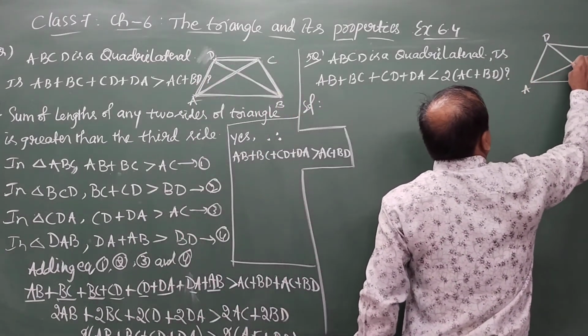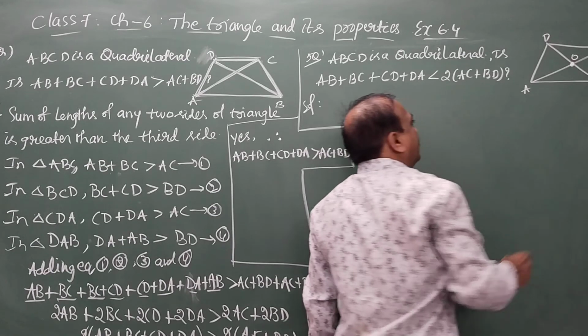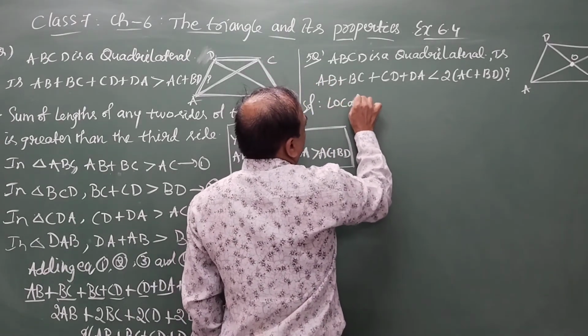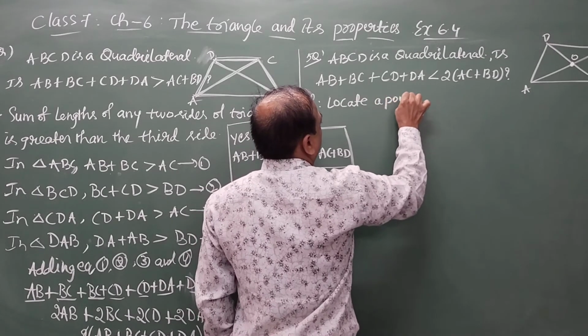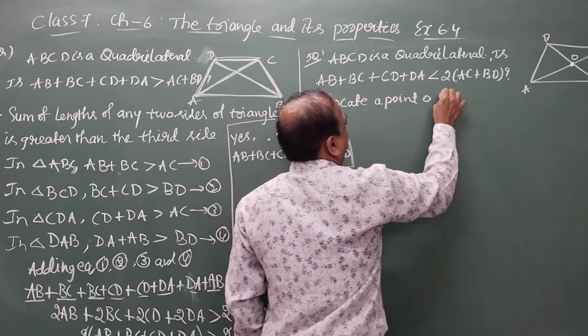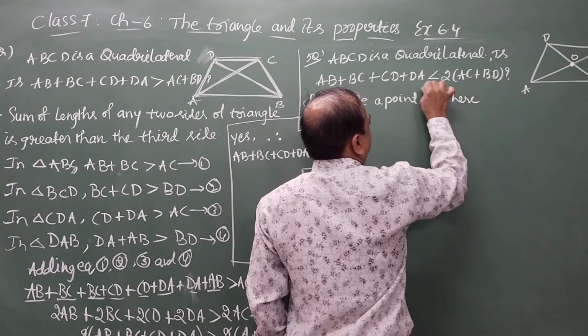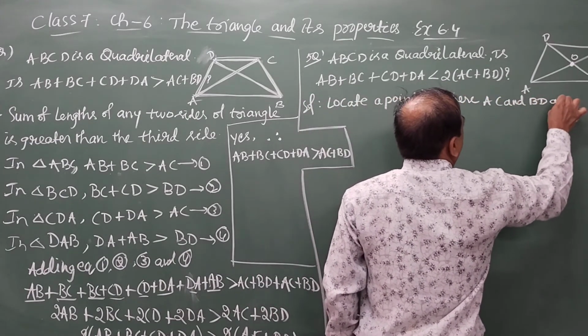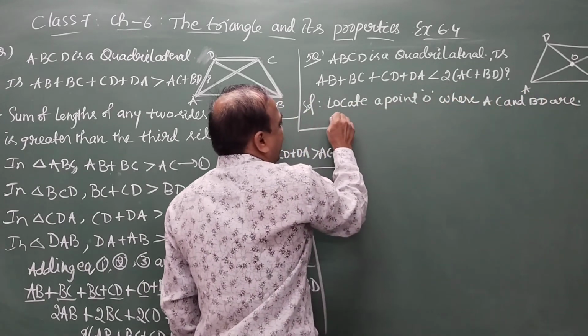Before finding this, we split where the diagonals are meeting. There we locate a point O, where AC and BD are intersecting.